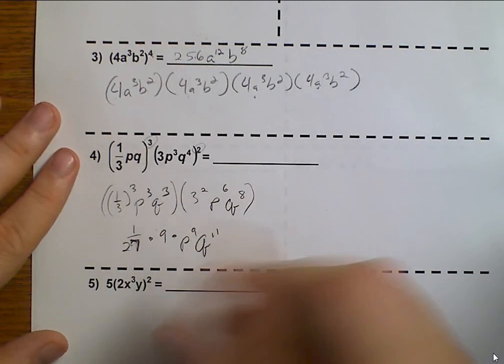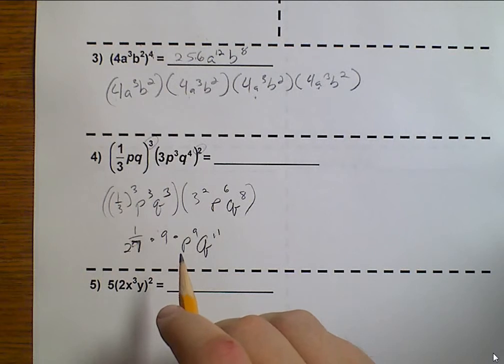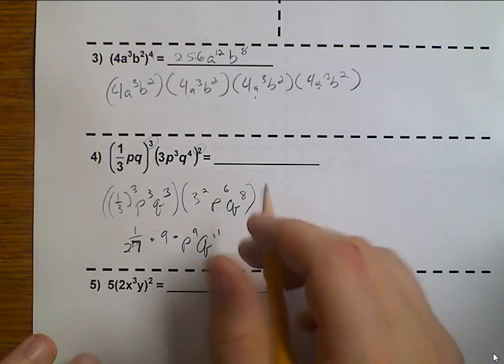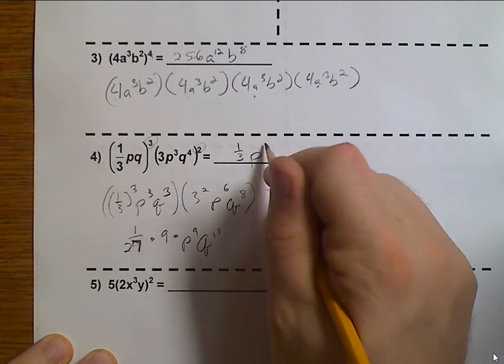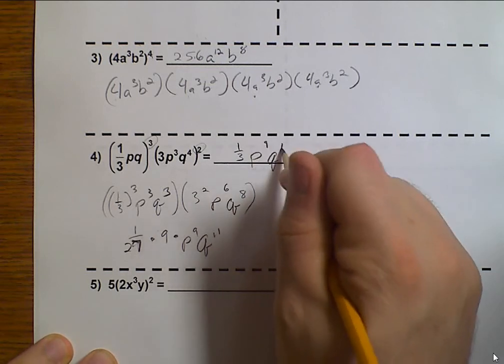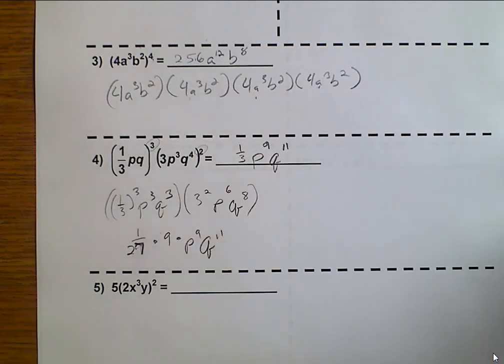And now we do 1/27 times 9. And we get 1/3 p to the 9th q to the 11th. Hopefully this is making sense. So move on to example number 5.